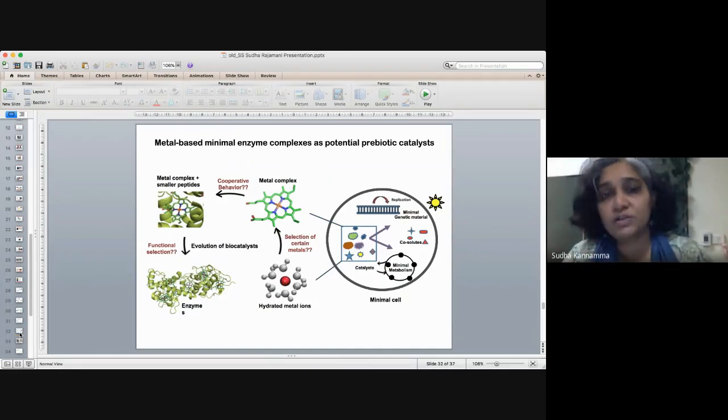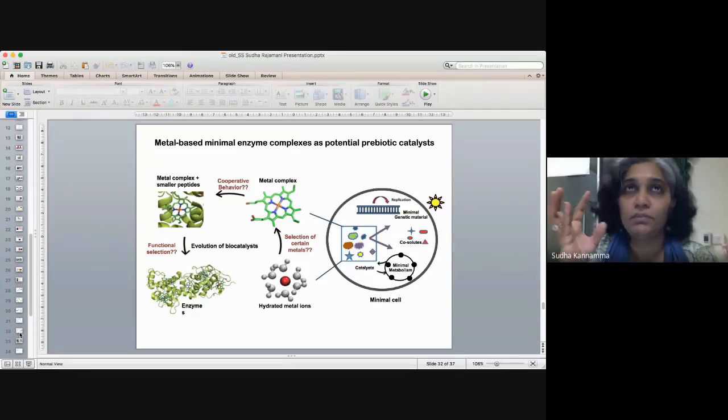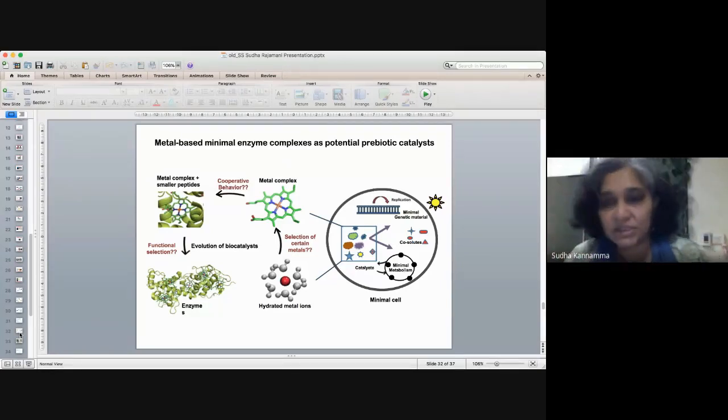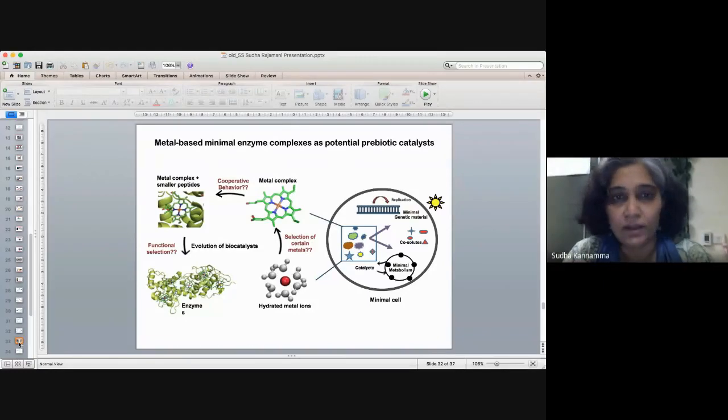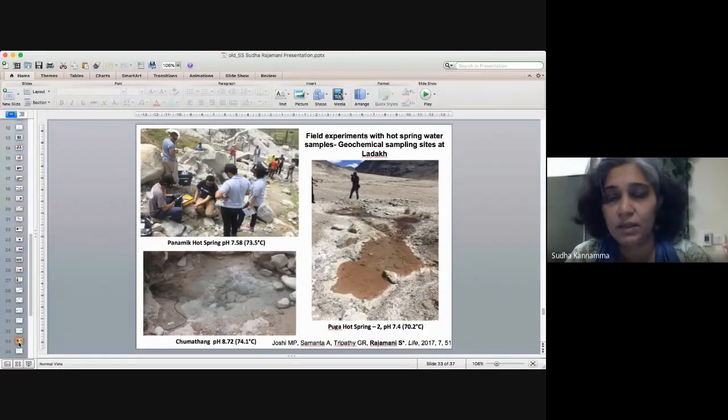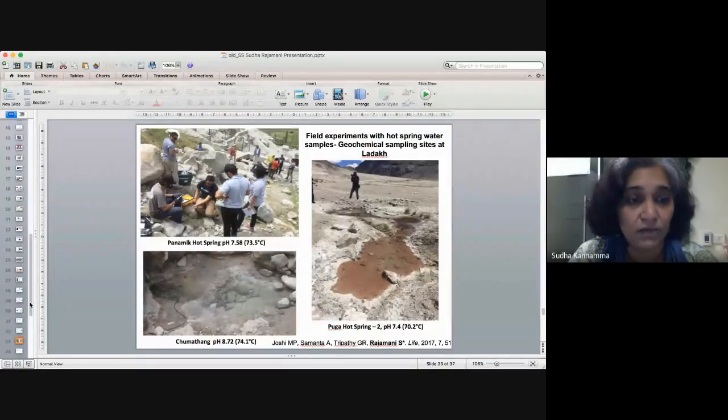We are also interested in understanding how minimal amino acid-based enzymes came about. Very broadly speaking, we're interested in the evolution of very simple biocatalysts. And like I said, about 4 years ago, we started to even do some field-based experiments. That was the first time we went out, so we were super rusty, we were super amateurs, right?